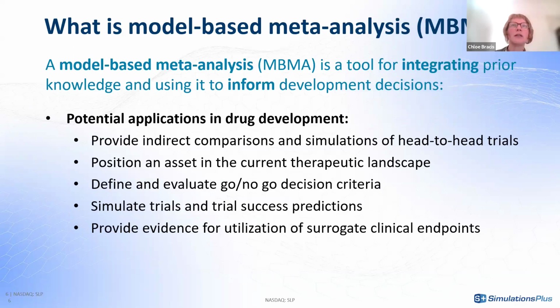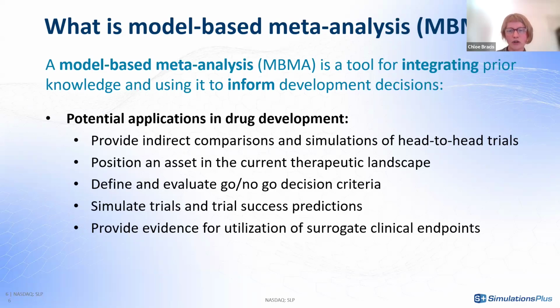So what are some applications of MBMA? It allows us a way of comparing different drugs, either already on the market or being developed, that were not necessarily compared in head-to-head trials. So it's going to be a really good way of getting an idea of the current landscape and how that compares to a drug currently under development, and being able to use that information to evaluate decision criteria. And as part of that, we can actually use an MBMA to simulate clinical trials and get an idea of predicting trial success.